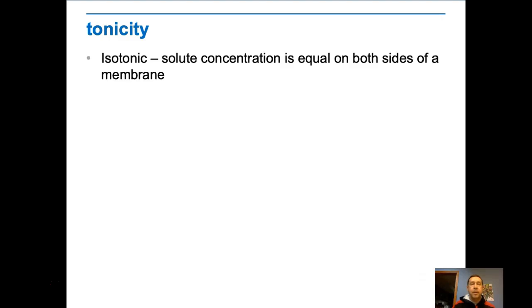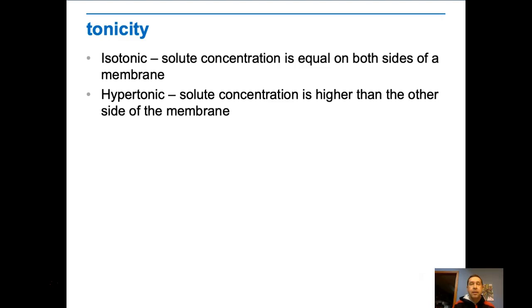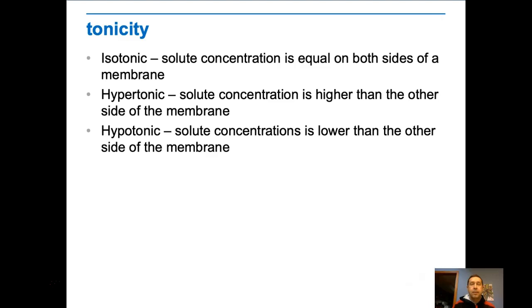So when we talk about solute concentration, we use the term tonicity. If the solute concentrations are equal on both sides of a membrane, we say that those solutions are isotonic. If one solution has a higher concentration than the other, we say the one with the higher concentration is hypertonic. If the solute concentration is lower than the other side of the membrane, that's hypotonic.